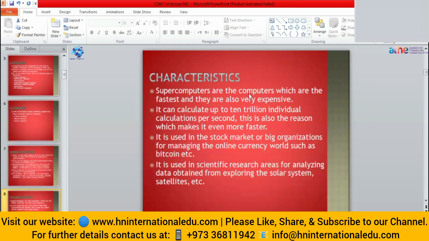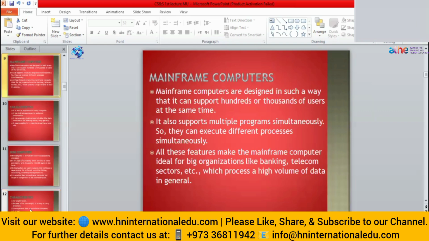Now the next one is the mainframe computer. Mainframe computers are used whenever we have multiple clients and we have to facilitate these clients at the same time. Simultaneously they have to access the same application, same data, or same services. In that environment, we have to use mainframe computers. They are designed in such a way that they can support hundreds or thousands of computers at the same time.